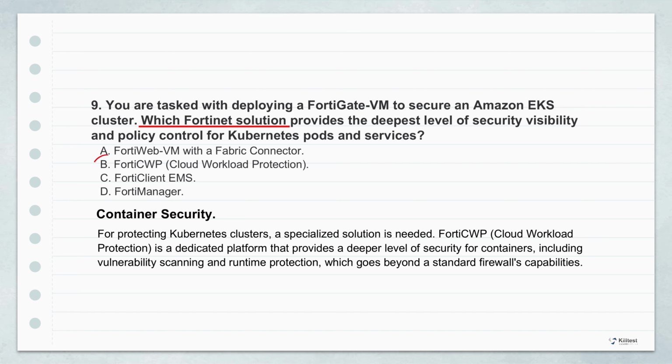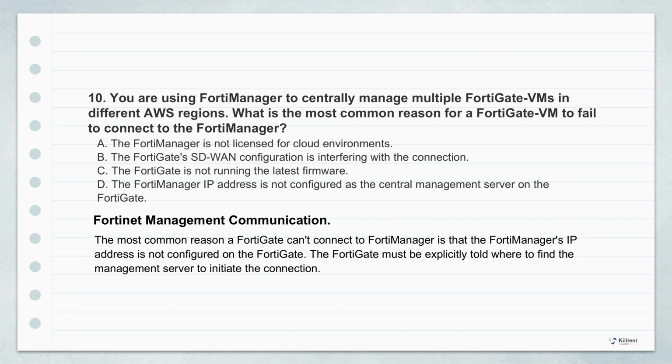Network versus workload protection. Okay, final scenario. Centralized management. You're using FortiManager to manage a fleet of 40 VMs, maybe spread across different AWS regions. One specific FortiGate just won't connect to FortiManager. It keeps failing. What's the absolute single most common, maybe simplest reason for that failure? Oh, the classic FortiGate won't talk to FortiManager problem. Yeah. You check the network paths, the security groups, firewalls. Yeah, the complex stuff. And then, 9 times out of 10, it turns out to be the most fundamental thing. The FortiManager's IP address simply hasn't been configured on the FortiGate itself.